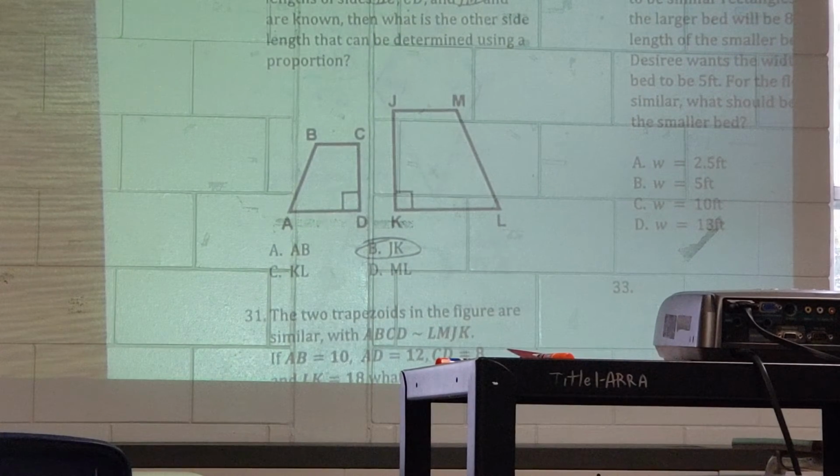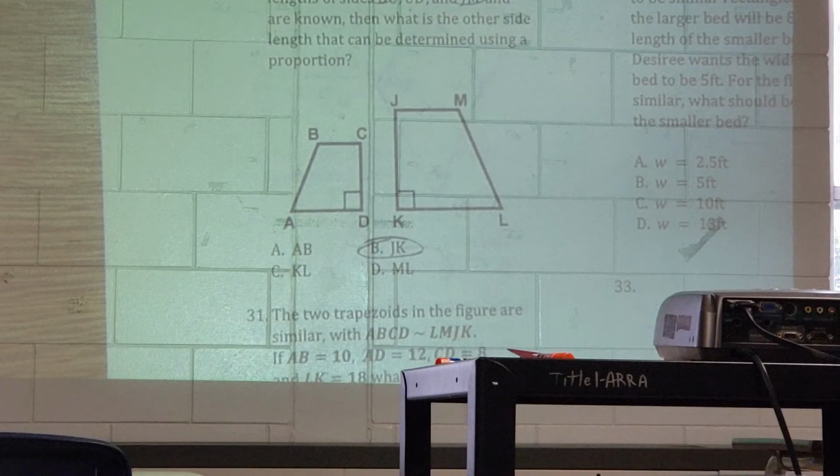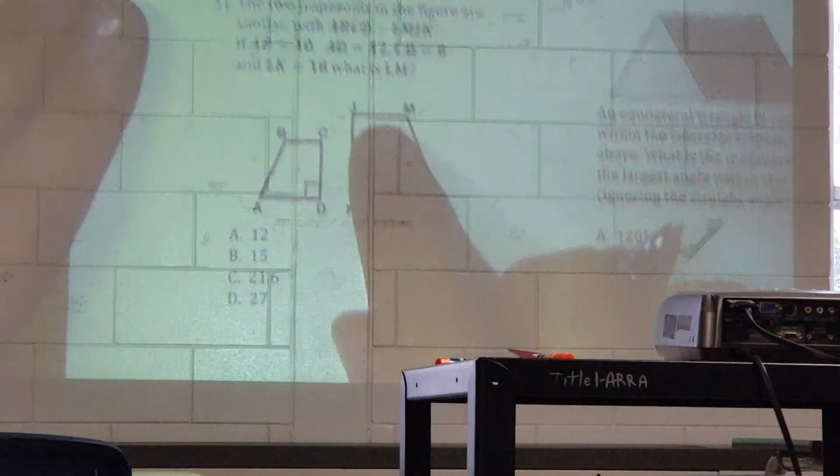And again, this goes with next semester, so we'll talk about it, but that's a pretty easy one. If you understood corresponding parts in triangles, you understand corresponding parts in quadrilaterals. They're pretty much the same. Now we're actually going to apply it in 31.